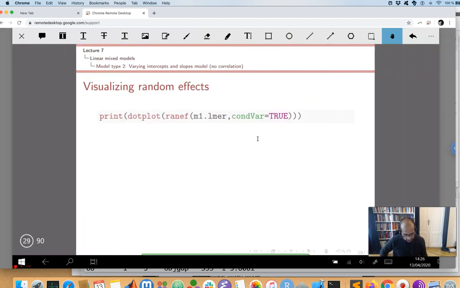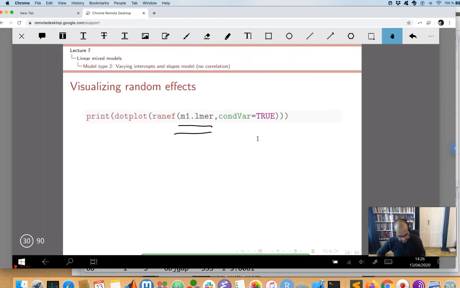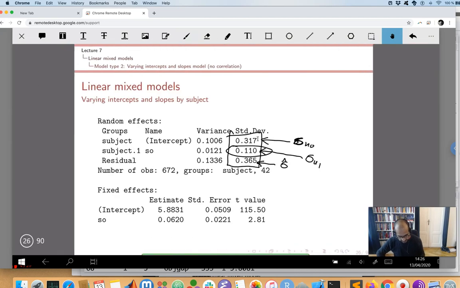I'm going to explain that. First, I want to show you how to visualize the intercept and slope adjustments from this model with varying intercepts and slopes. Earlier I showed you the intercept adjustments by subjects. Now I'm showing you the slope adjustments by subjects as well. From the plot on the right hand side, you can see that the amount of variability between subjects in the relative clause effect adjustment is smaller than in the case of the intercept, and that is exactly what was reflected in the output of the linear mixed model.